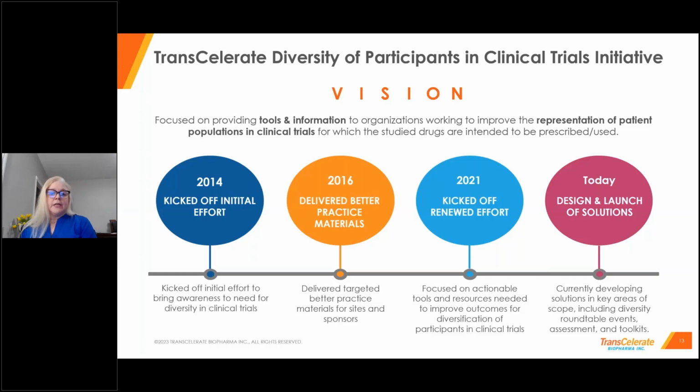Since then, we have observed increased industry, social, and global recognition of underrepresentation in clinical trials. TransCelerate conducted an exploratory analysis in 2020, which found widespread consensus around the need for change, in part fueled by increased public scrutiny of health inequities and racial injustices. The Diversity of Participants in Clinical Trials initiative has moved beyond awareness to equip sponsors and ecosystem stakeholders with actionable tools and resources to improve outcomes for diversification of participants in clinical trials. May I have the next slide, please?